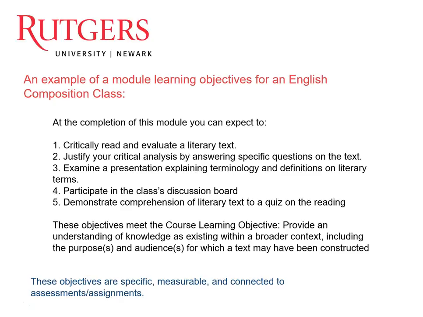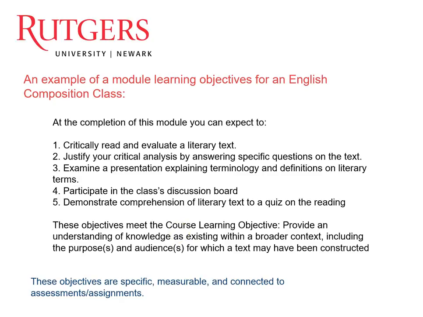Here is an example. These are module learning objectives for an English composition class. You can see that the module is breaking it down into very specific objectives. Critically read and evaluate a text, justify your critical analysis, examine a presentation, etc. These module learning objectives then are underneath the umbrella of your course learning objectives.